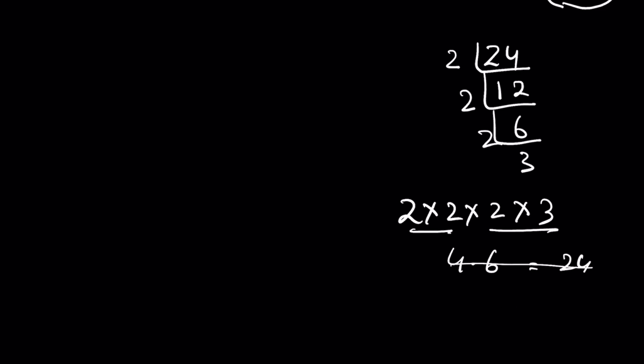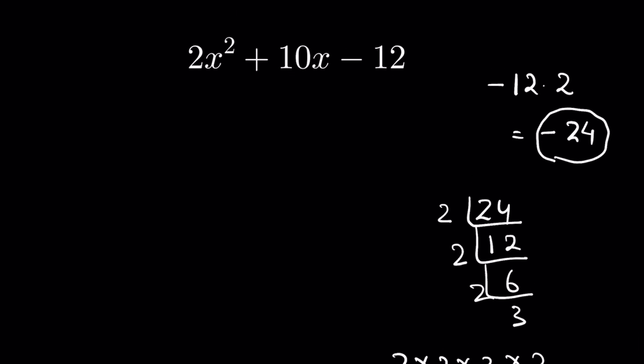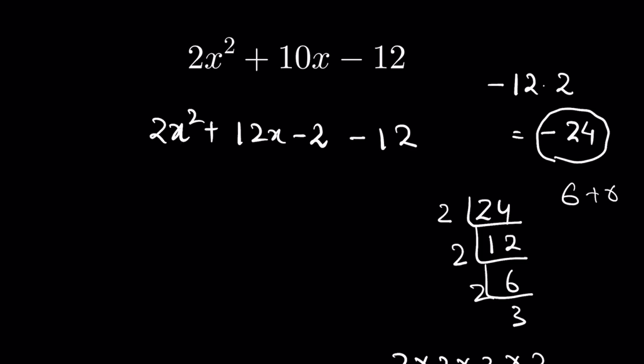Or now 12 times 2 is 24, and if we subtract 12 minus 2, then it is equal to 10. So instead of writing 10 as 6 plus 4, we have to write 10 as 12 minus 2. So 2x square plus 12x minus 2x minus 12. So this minus sign changes this number.